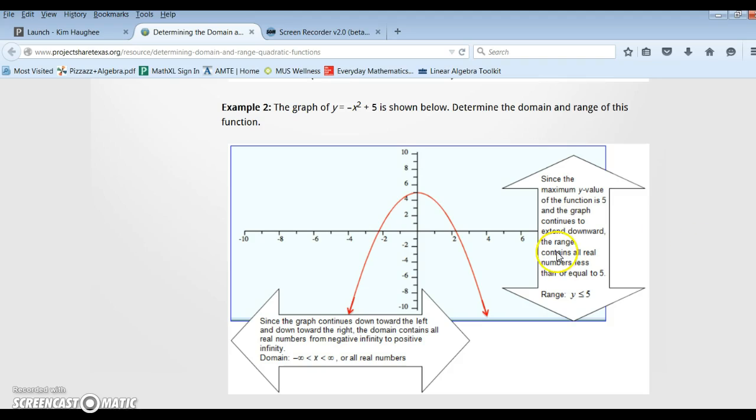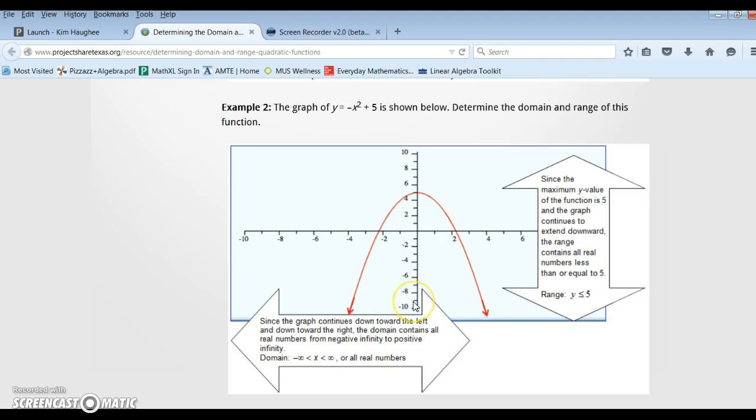Second example, we have a parabola and it's going downward, or we say it's opening down. For the x values, we notice that the arrow is going down, but it's also going a little to the left. So the x values are continuing to go out to negative infinity, and on the right-hand side going forever to positive infinity. The domain is the same as the prior one, from negative infinity to positive infinity. The range on this is a little different.